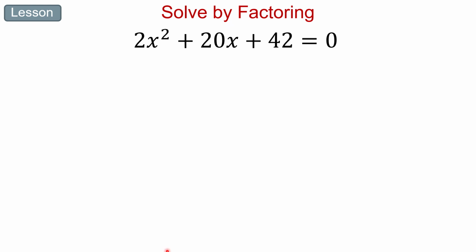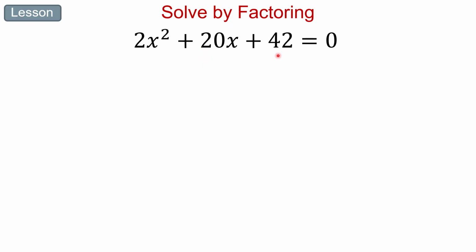So this is a quadratic equation set equal to 0. So it seems like we can just start factoring it. But before we start factoring, do you recognize that there is a common number in each of these terms? There's a common factor of 2 inside each of these terms.